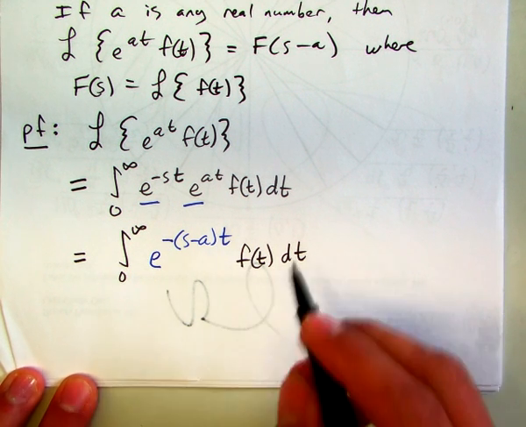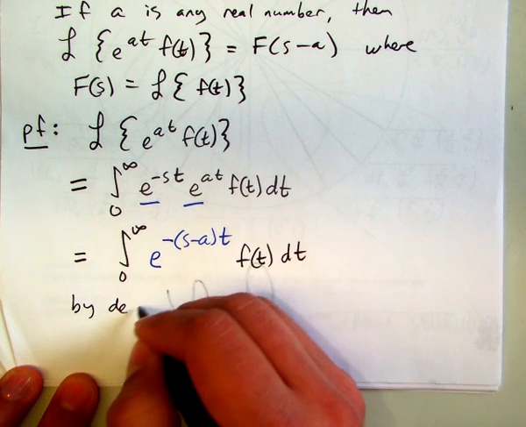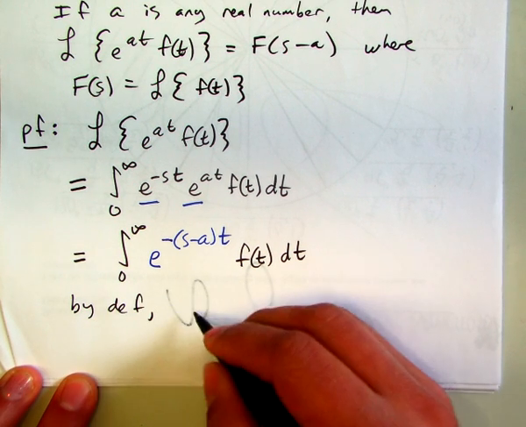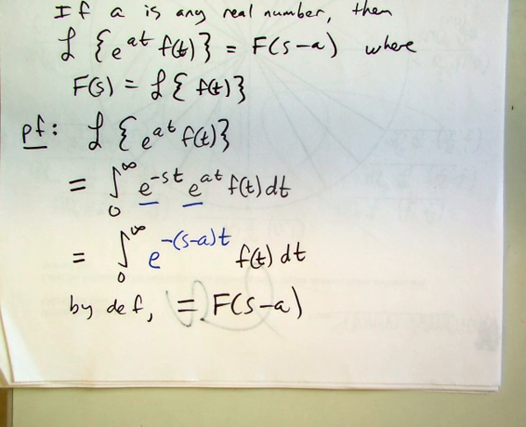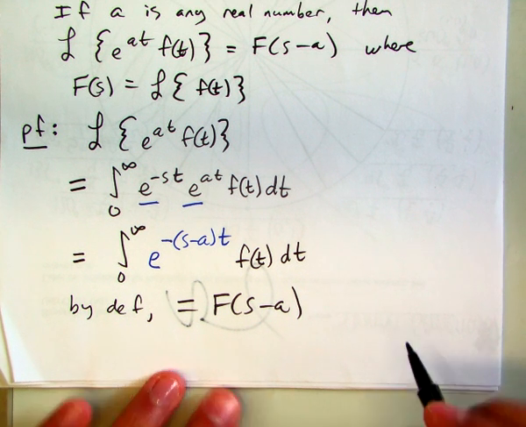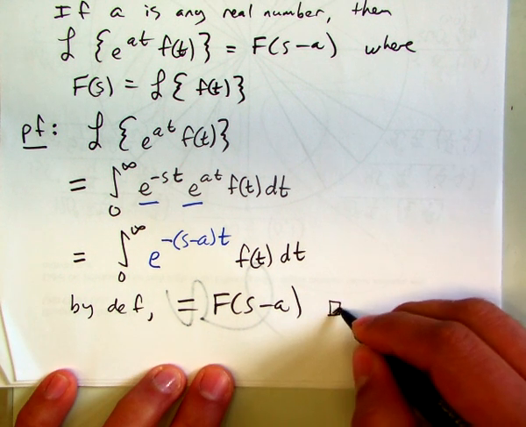So by definition, this is equal to F of s minus a. Because we know that the integral of e to the minus st f of t is capital F of s, right? So e to the minus (s minus a)t f of t will be F of s minus a. And that's it. Pretty easy proof. Okay?